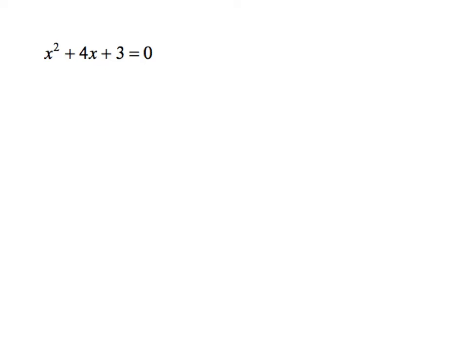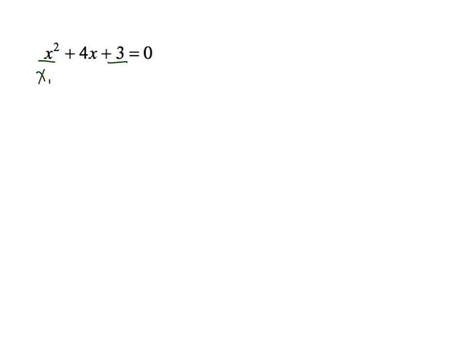Looking now at this example, the first step is always to put it in standard form or general form of a quadratic equation. This is already in general form, meaning it's in descending order: x squared, x, number. It equals 0, and x squared is positive, so we're good. What we want to do now is factor.